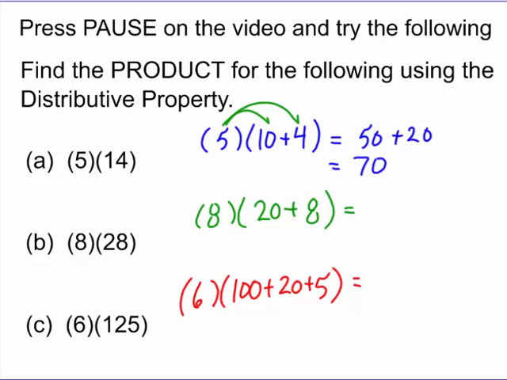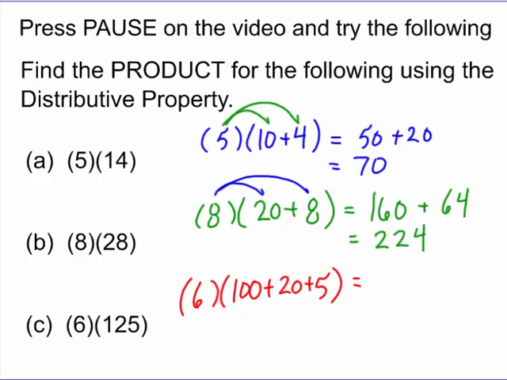The second answer here, I broke up the 28 into a 20 plus an 8. So if I distribute the 8 to both of those pieces, I will have 8 times 20, which is 160, and then 8 times 8, which is 64. I may have to do a little bit more breaking down to be comfortable with those, but I'm quite happy with them. So I get a final answer of 224.